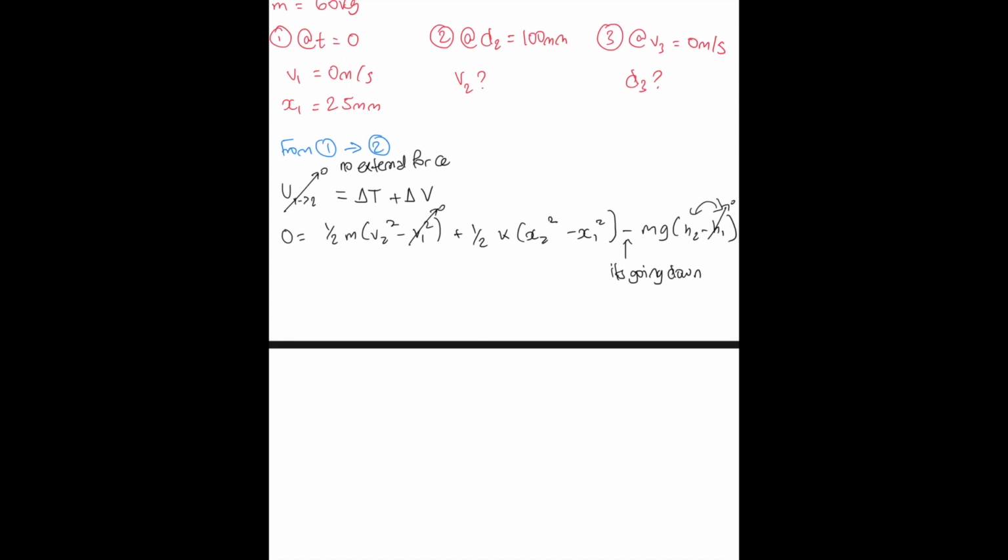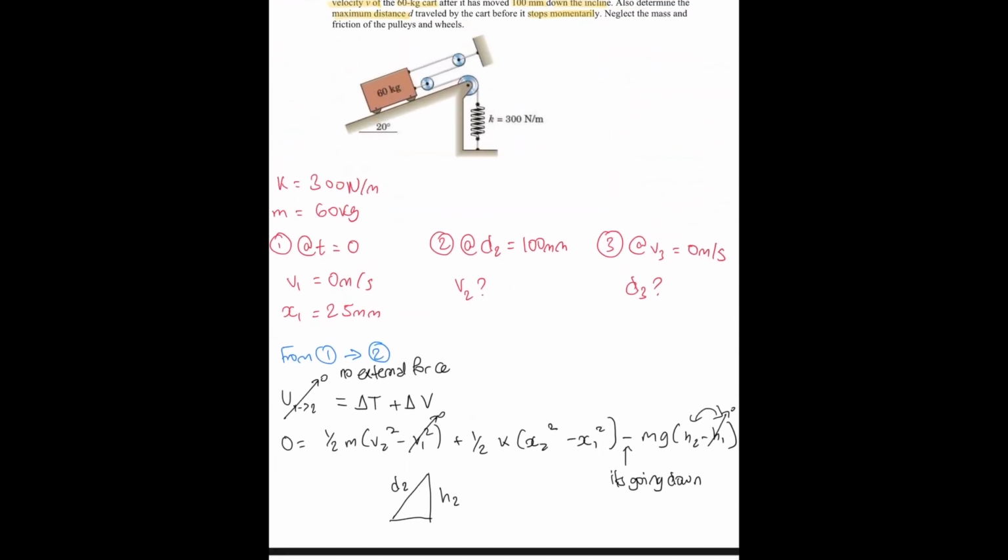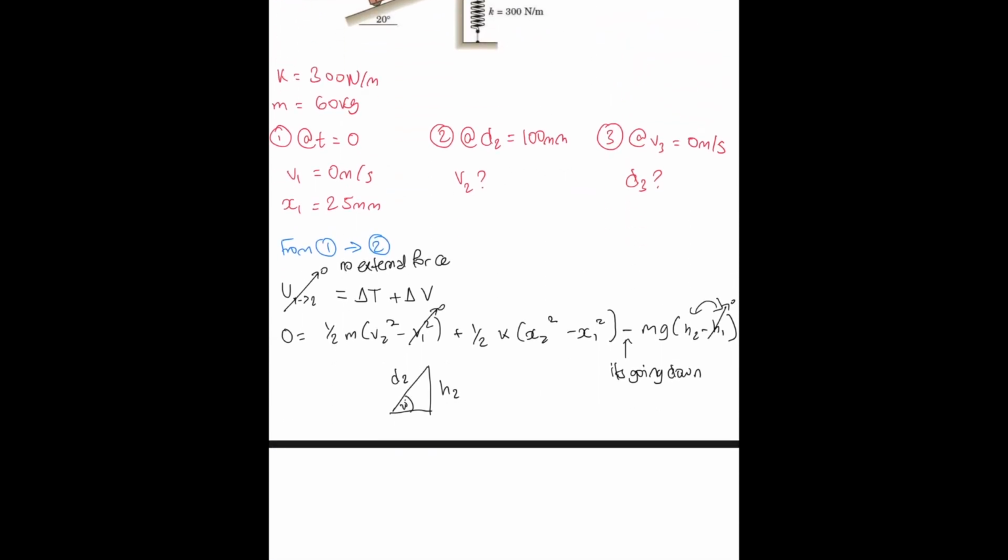To find our h2, we have our distance d2, and we know the angle, which is 20 degrees, so we can easily find our h2, which is equal to d2 sine 20, giving us 0.0342 meters.